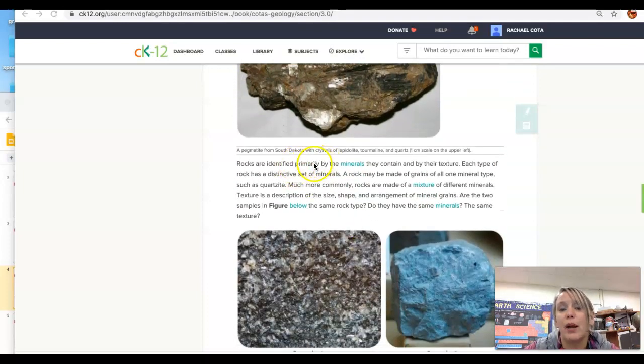Rocks are identified primarily by the minerals that they contain and by their texture, meaning how big the speckles are. You see in this one, the individual minerals are easy to identify. In here, they're kind of all blended together. Each type of rock has a distinctive set of minerals. A rock may be made of grains of all one type of mineral, such as quartzite, or more commonly, rocks are made of a mixture of different minerals. Texture is a description of the size, shape, and arrangement of mineral grains.